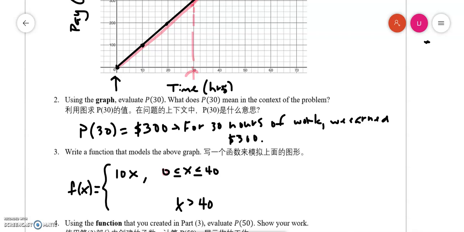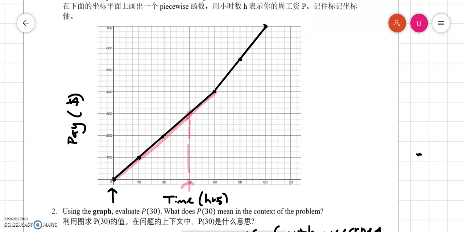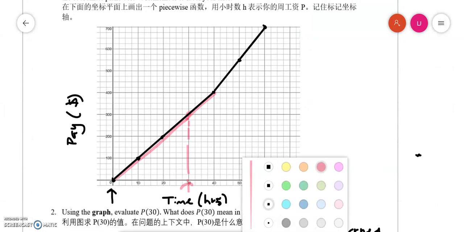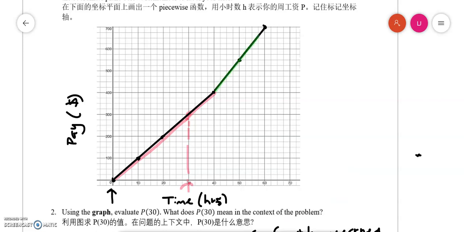All right, now what was the rate for this second part of the piecewise function? Let me highlight it in a color. There we go. What's the rate for that? Well, remember, our overtime pay is 1.5 times our regular pay, and our regular pay was $10. So this rate is 1.5 times 10, which is $15 an hour. So we know our slope, it's 15.